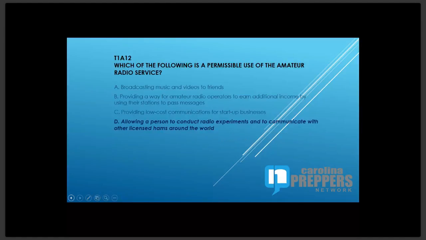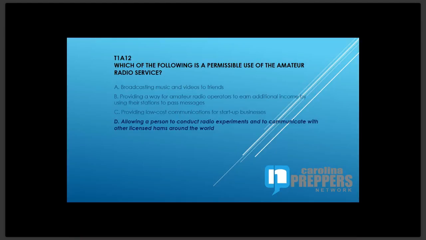Which of the following is a permissible use of the amateur radio service? Broadcasting music and videos to friends is not allowed. You are not allowed to broadcast music over ham radio. There is one exception. We'll talk about it later. It is a question on the exam that deals with that.